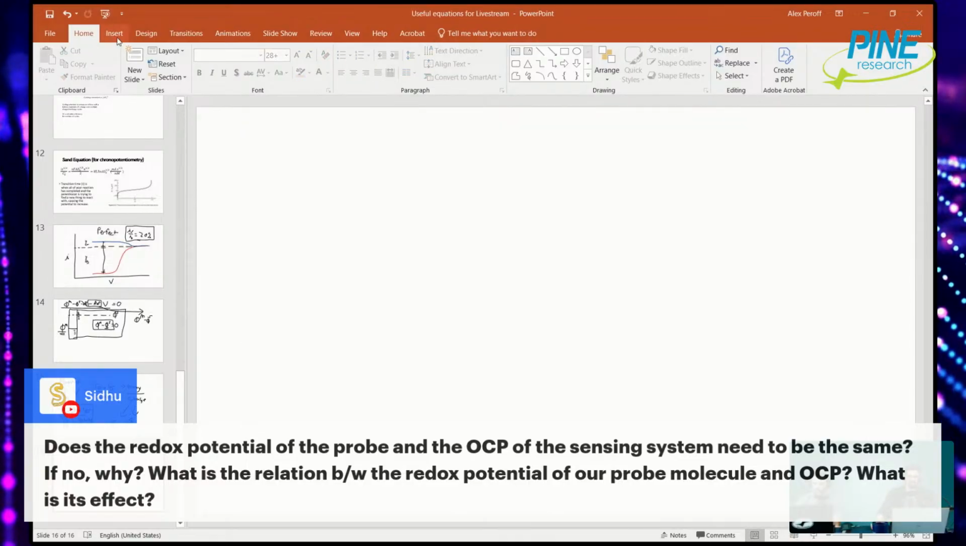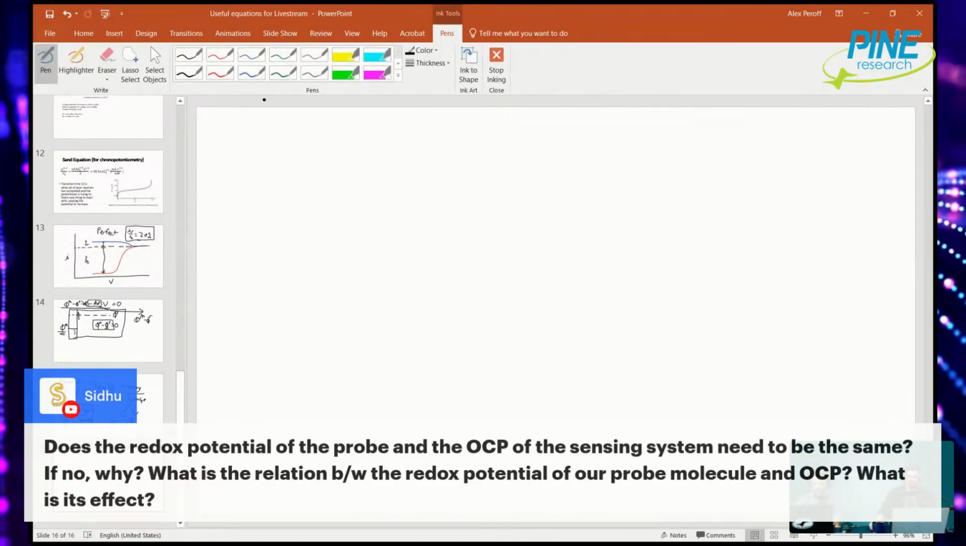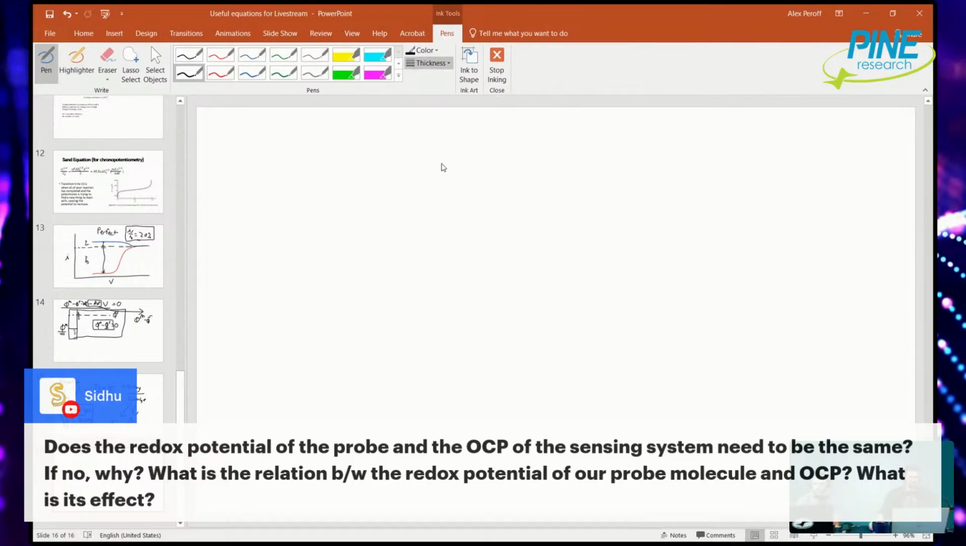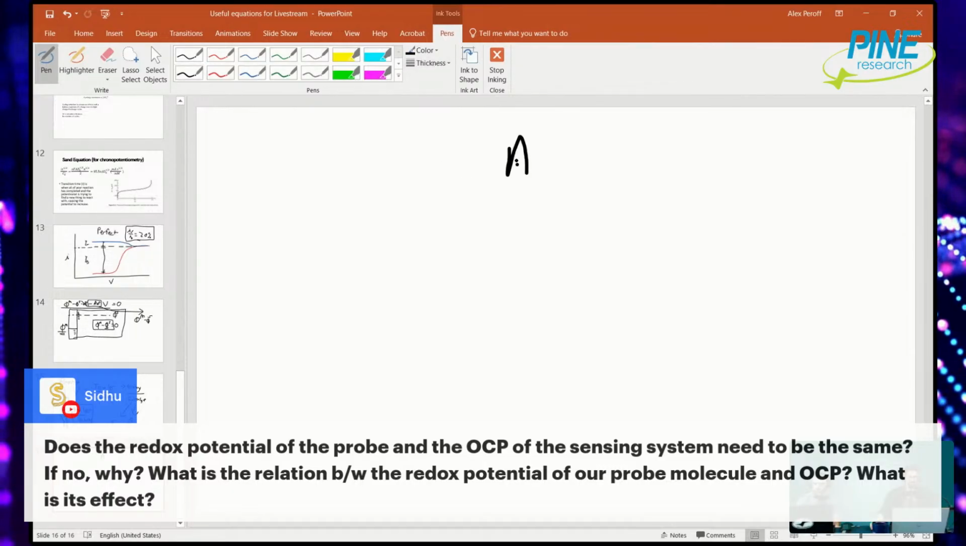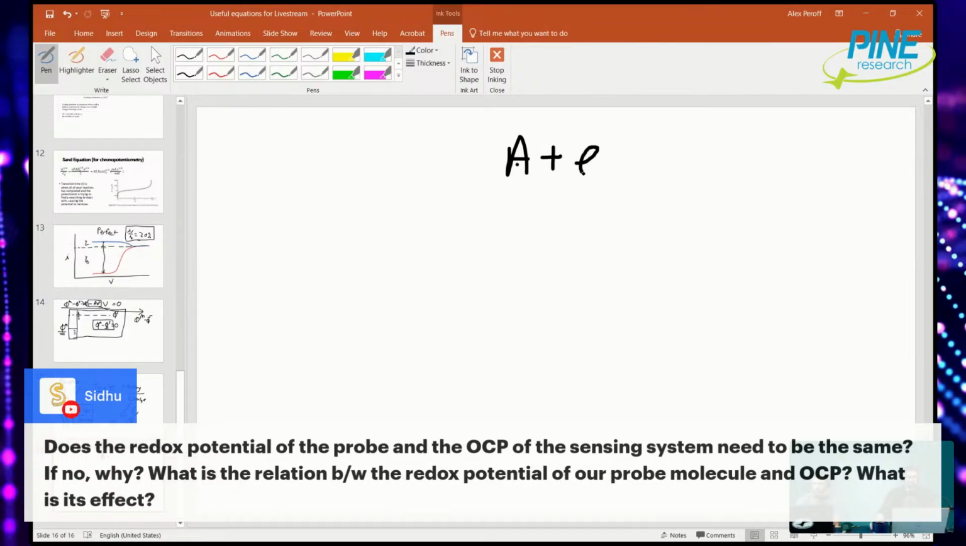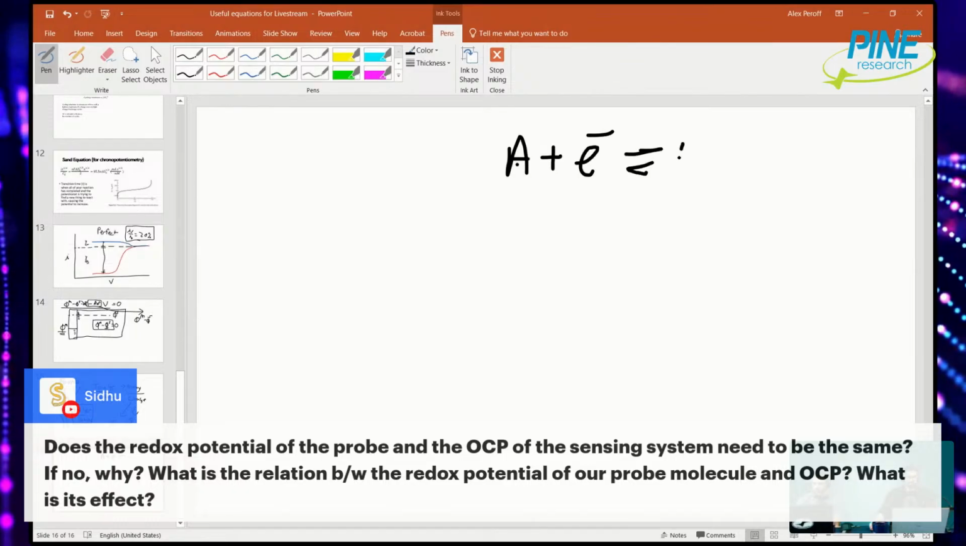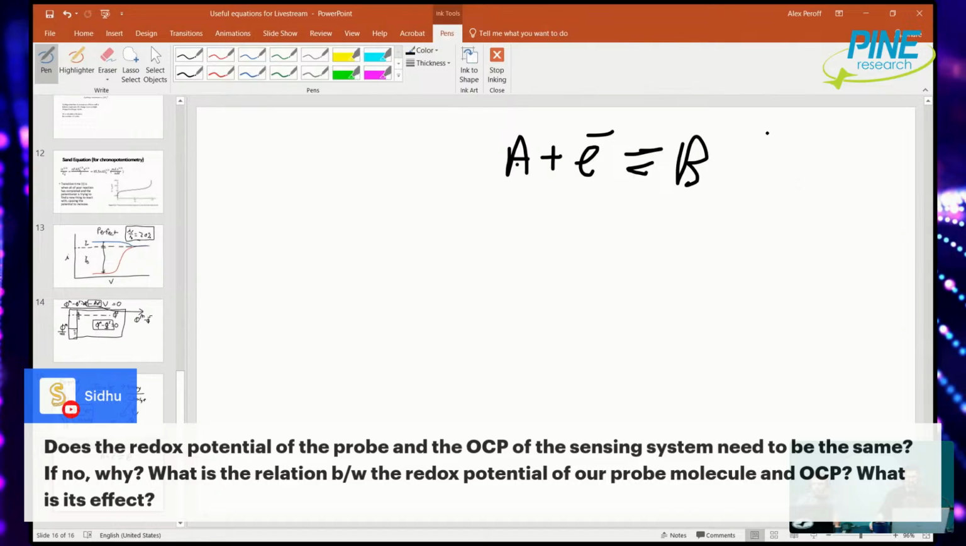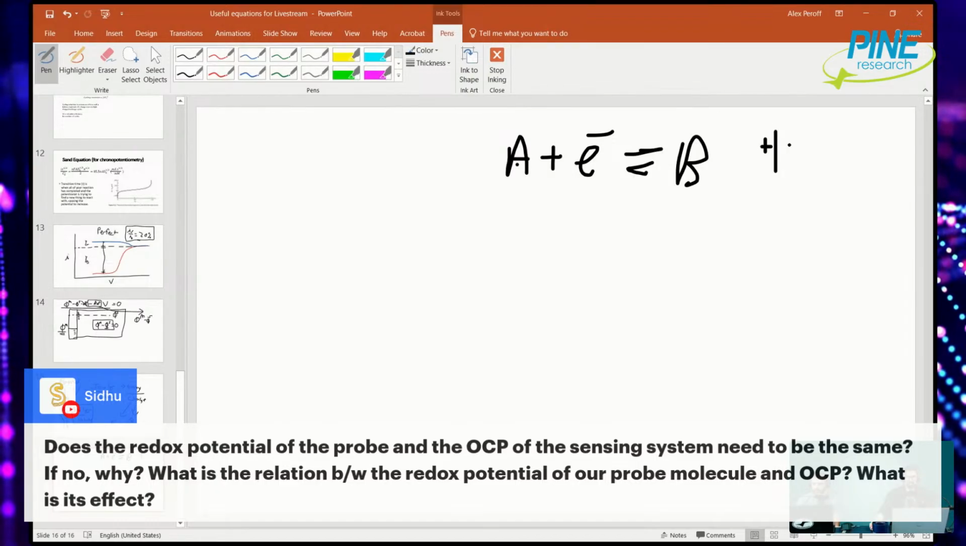So you've got a, let's see. So you've got a system. You have A plus an electron goes to B, and it has a redox potential associated. Let's just call it that. There was a follow-up a little ways down. I just want to read it.